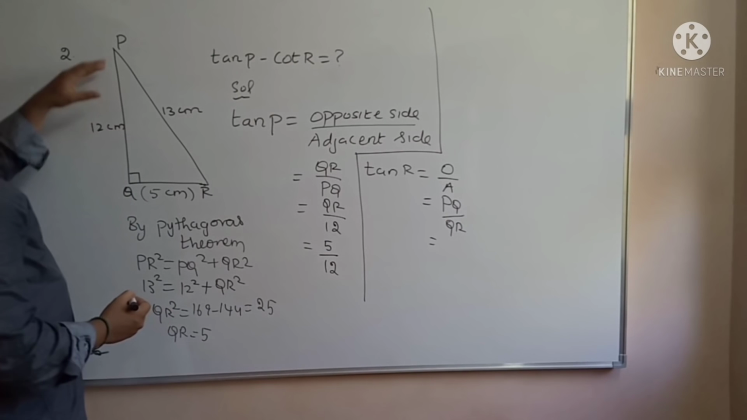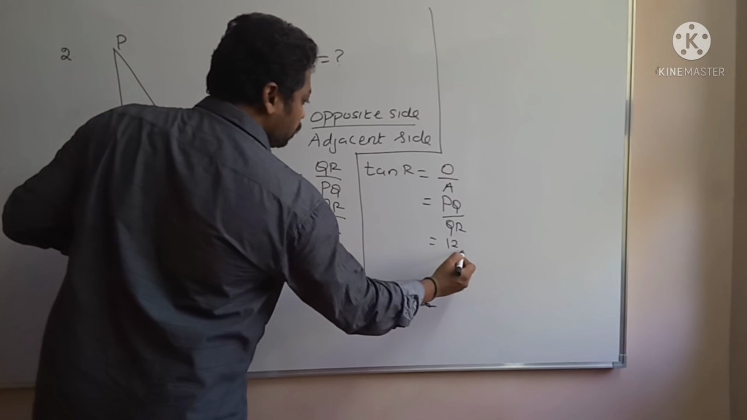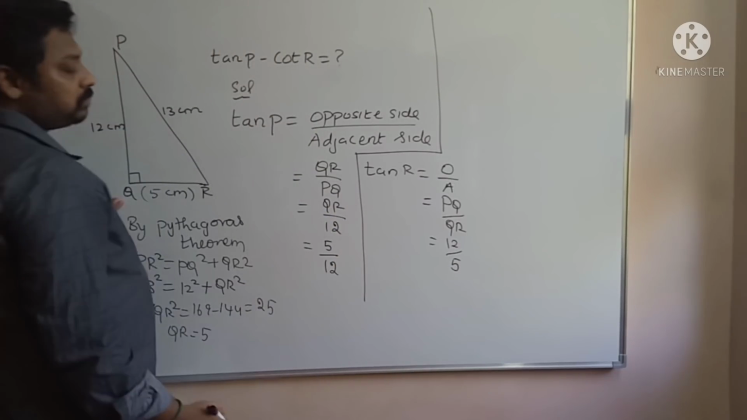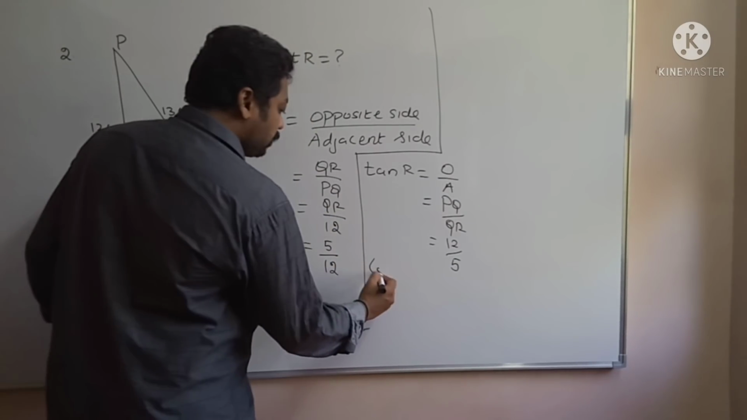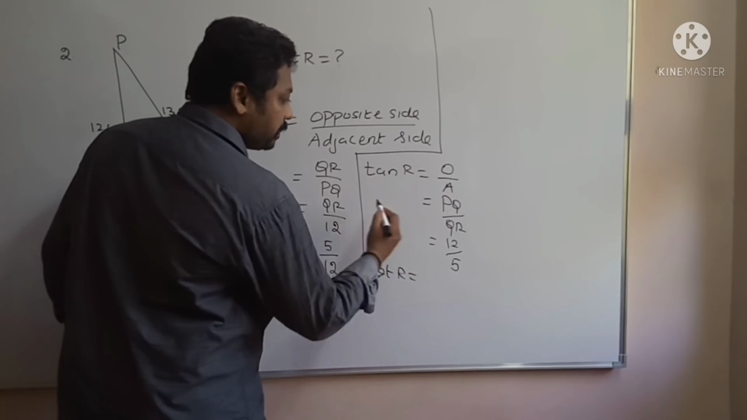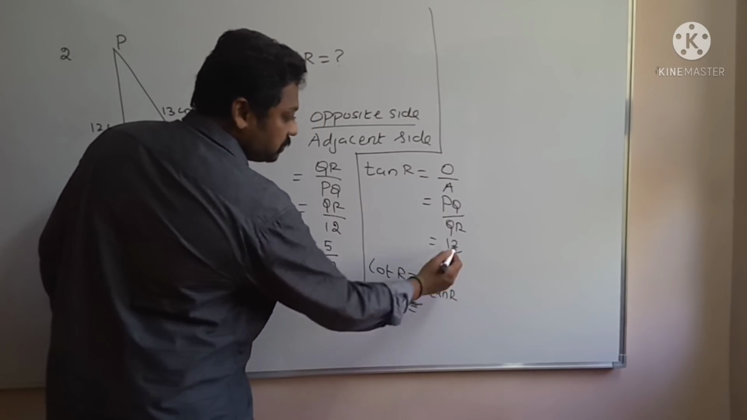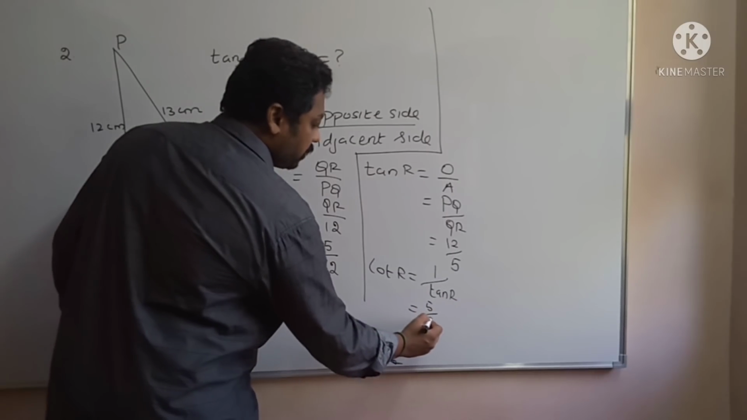So what is PQ? PQ is 12. What is QR? QR is 5. So tan R is equal to 12 by 5. We know cot theta is equal to 1 by tan theta, so cot R is 1 by tan R. Just reciprocating the tan R, that is 5 by 12.